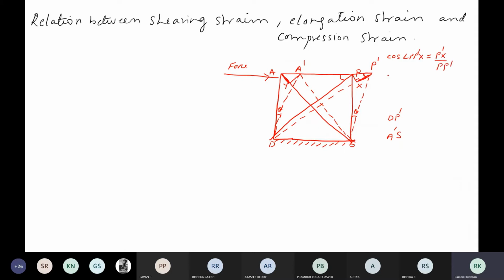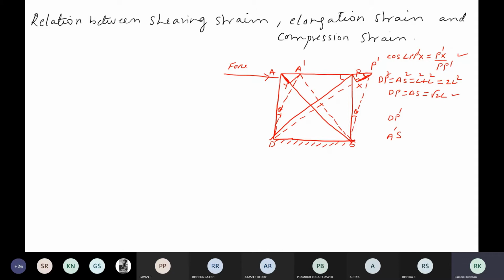This is one thing. Then what I said also, DP square, which is equal to AS square, is equal to L square plus L square, isn't it? So this is 2L square. So what is DP, which is equal to AS? It is root 2 L. So these are the things we are going to use. So these things we have seen.